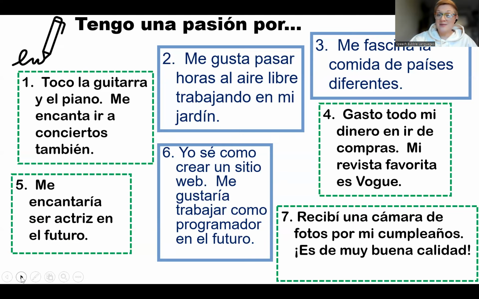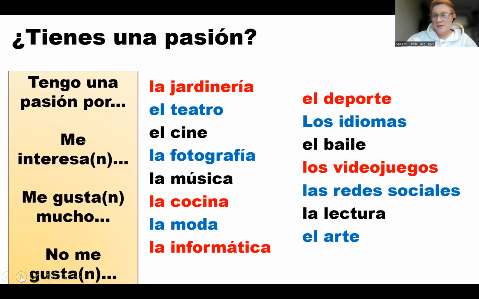I hope you managed all of those quite well. ¿Y tú tienes una pasión? Do you have a passion? Can you answer the question now in Spanish? Use the sentence starter, tengo una pasión por. Or for a bit of variety, or perhaps you have more than one passion and you don't want to repeat yourself, can you use me interesa, me interesan, if it's plural, I'm interested in something.